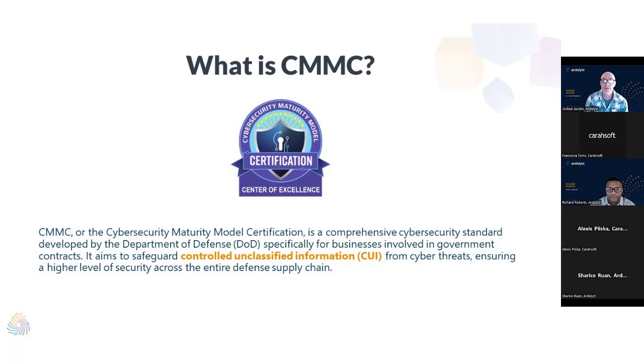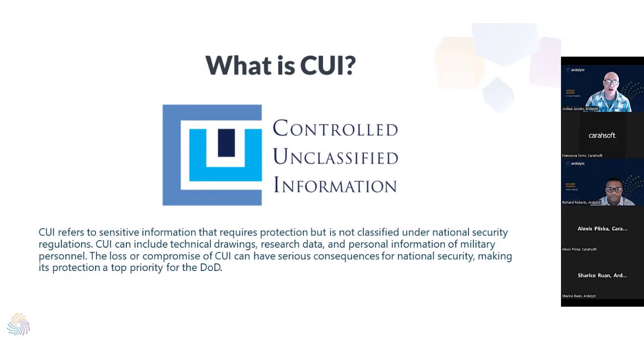The aim is to safeguard controlled unclassified information from cyber threats, ensuring a higher level of security across the entire defense supply chain. What is CUI, or controlled unclassified information? CUI refers to sensitive information that requires protection but is not classified under national security regulations. CUI can include technical drawings, research data, personal information of military personnel. The loss or compromise of CUI can have serious consequences for national security, making its protection a top priority for DoD.